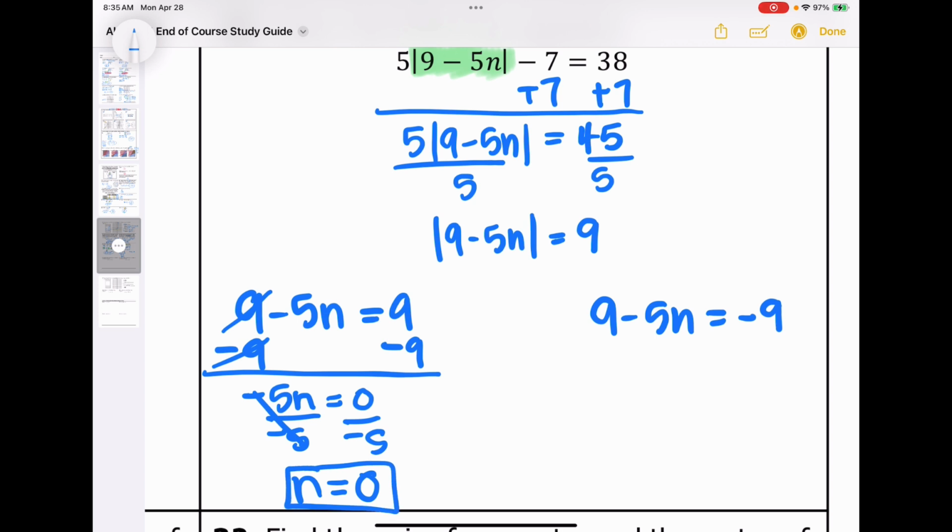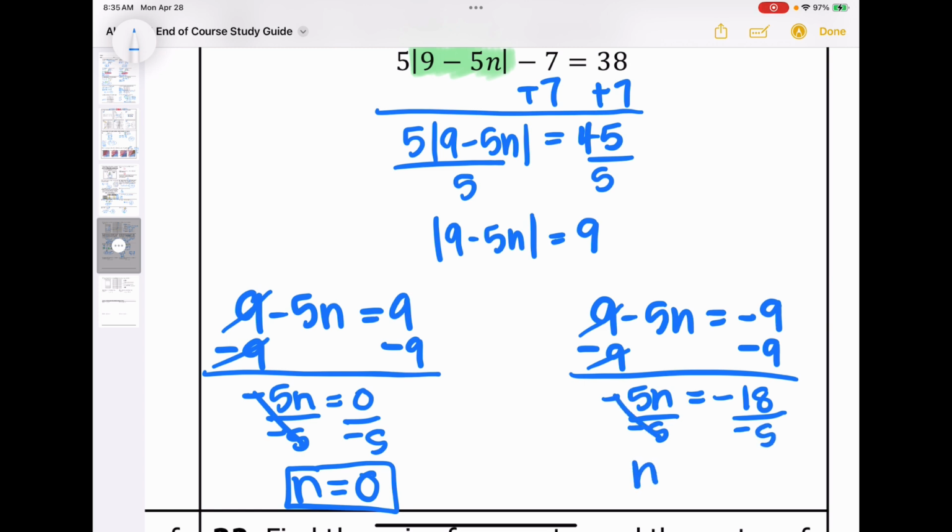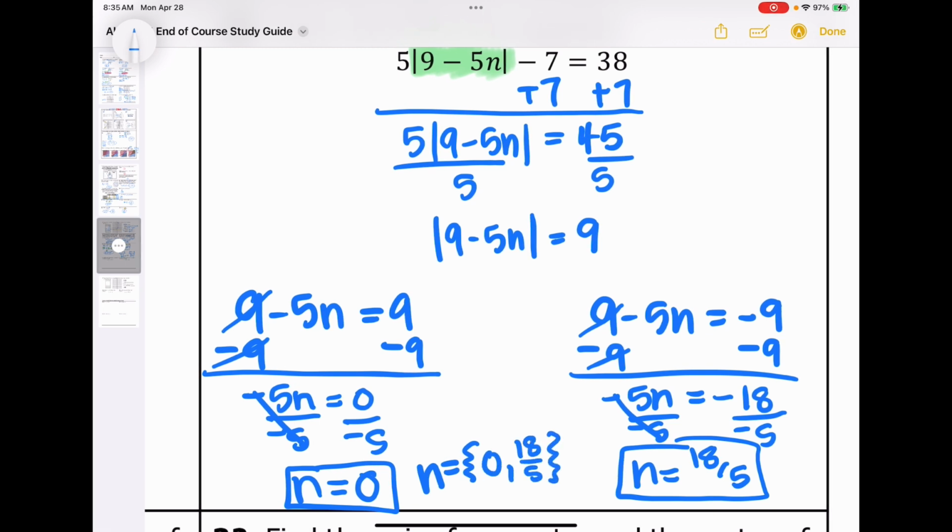Then I'm going to do the other equation. Subtract 9 on both sides. And then divide by negative 5. So we have our two solutions. So we're going to write it as a list. So you're going to write it like this.